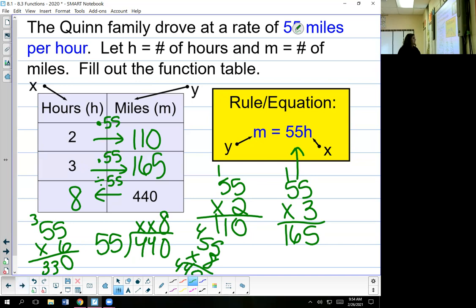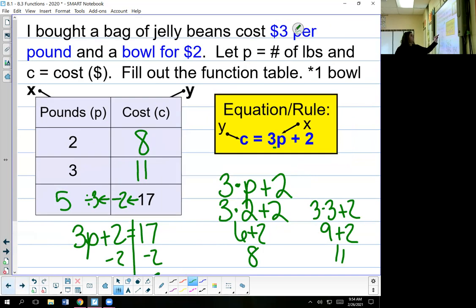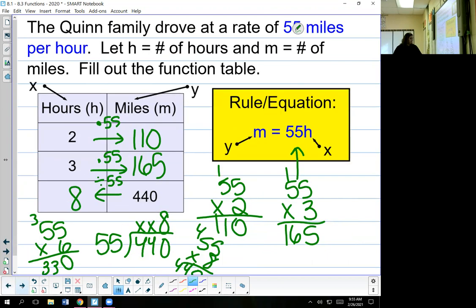So basically what I was doing on this problem, I was first multiplying by 3, then I added 2. This one I multiplied by 3, then I added 2. This one I subtracted 2 and then divided by 3. Again, it's the inverse. Okay.